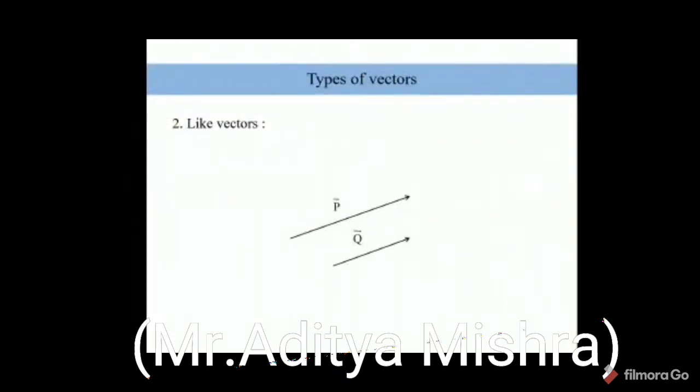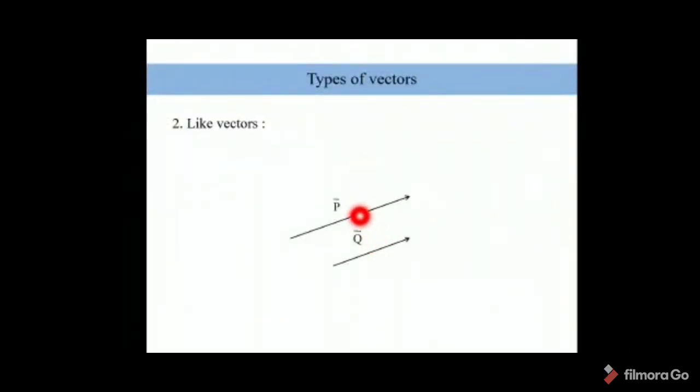Comparing vector p and vector q, just by looking at it, we can say that the length or magnitude of vector p is bigger. The length of this ray is bigger than the length of this ray. So vector p has higher magnitude compared to vector q. Both vectors are not equal, they have different magnitudes, but both of them are pointing in the same direction.